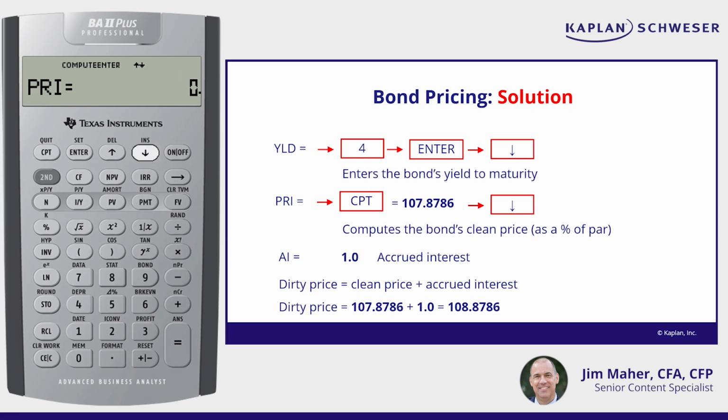And we're going to scroll down, and then principal, we're going to compute the bond's clean price, okay? So that's what we're going to compute now. We're going to compute our price, which is 107.8786, okay, rounded up. So that computes the bond's clean price as a percent of par, 107.8786% of par, okay? And our accrued interest is going to be 1, and then our dirty price is simply our clean price plus our accrued interest, which is 108.8786.